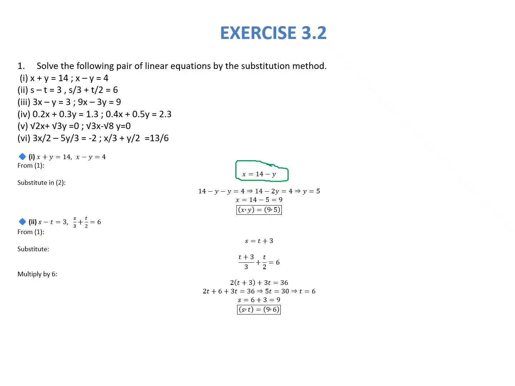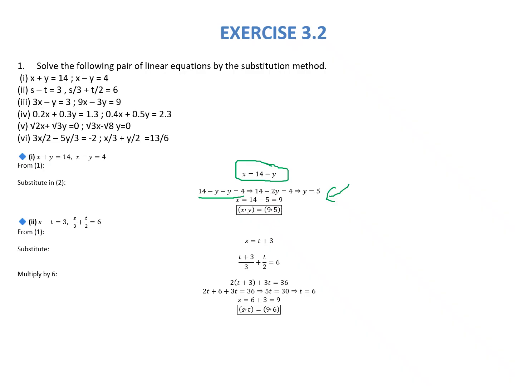Our second equation is x minus y is equal to 4. We'll put 14 minus y is equal to 4. When we solve this, we'll get the value of y is equal to 5. Now, having got the value 5 here, we'll substitute it in the first equation to get the value of x. So x is equal to 14 minus 5, which is equal to 9. So we have the solution 9 and 5.